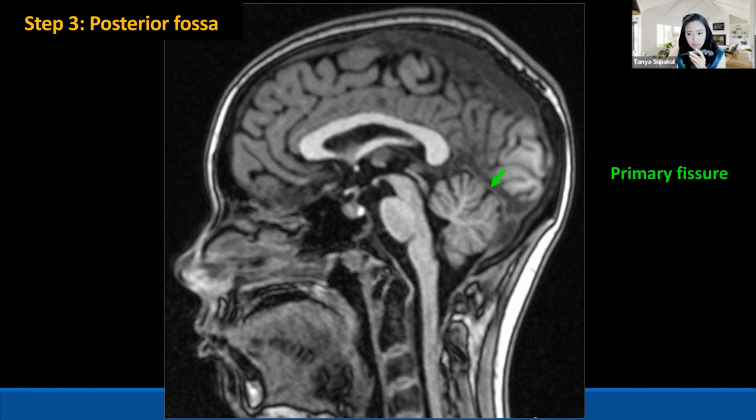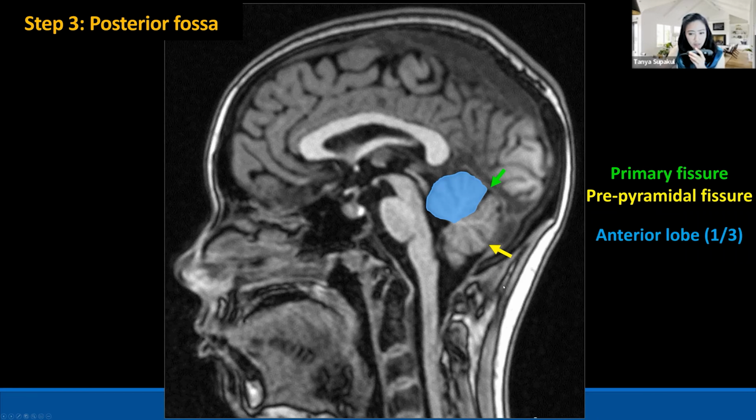The first thing is the primary fissure in the posterior fossa, and then you see the prepyramidal fissure. That is a fissure that separates the lobules of the cerebellar hemisphere. So by these two fissures, we separate the cerebellar hemisphere into an anterior lobe, one third, and a posterior lobe, two thirds. And then you have the small area that we call the cerebellar tonsils.